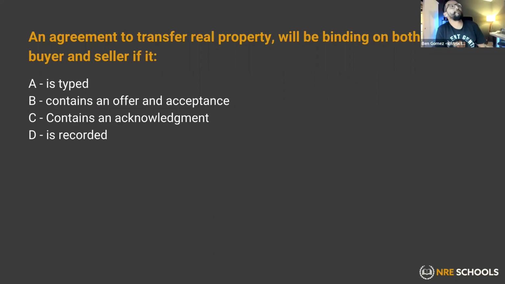All right, an agreement to transfer real property will be binding on both the buyer and seller if it... C. Is typed, is recorded, definitely not D. Contains an offer and acceptance, or contains an acknowledgement. We got one C. We got a guess of C. B. We got a B.